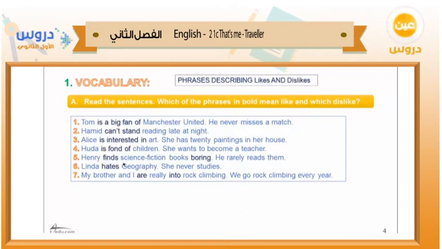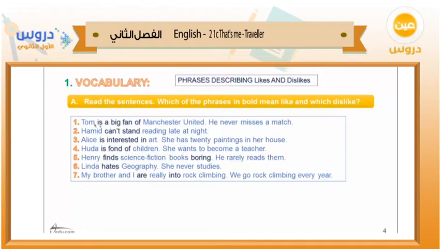5. Henry finds science fiction books boring. He rarely reads them. 6. Linda hates geography. She never studies. 7. My brother and I are really into rock climbing. We go rock climbing every year. Now look again at these sentences and try to find which of them is like and which one of them is dislike.